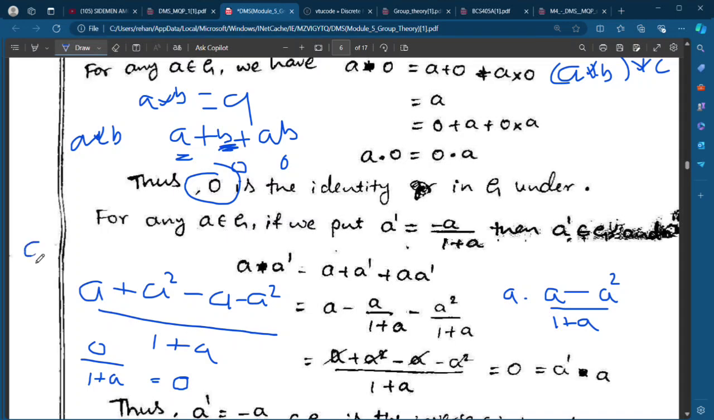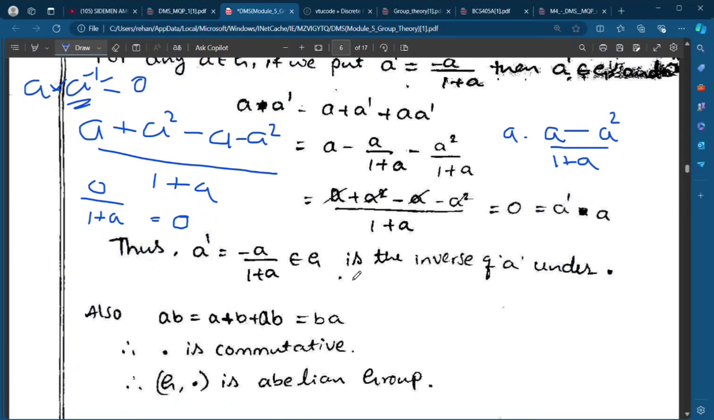Then what I have to prove? A into A inverse will give me the identity element. Since my identity element is 0, A into A inverse should give me 0. So I have to take a value for A inverse in such a way that, let me write it here now, A plus A inverse plus A into A inverse will give me 0. I have to take the value of A inverse in such a way that I will get 0.